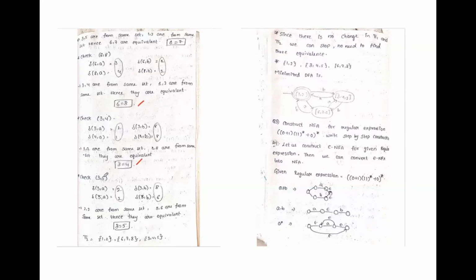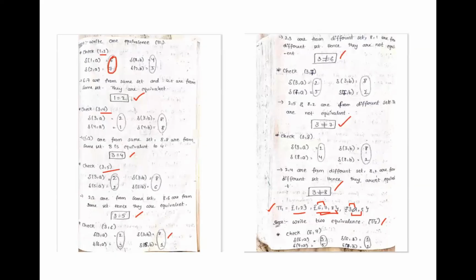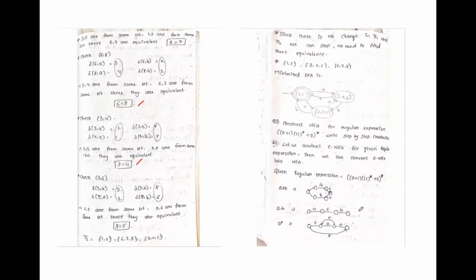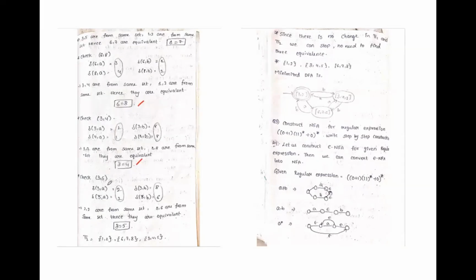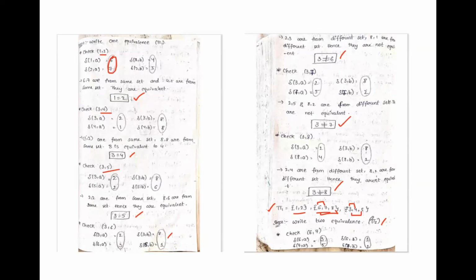Then check 3, 5. This combination. So we got 2, 2, 8, 6. So these two states are identical. Now 8 and 6. 8 and 6 are present in same set. So they are also equivalent. So we can say 3 is equivalent to 5. That's it. We completed everything now.